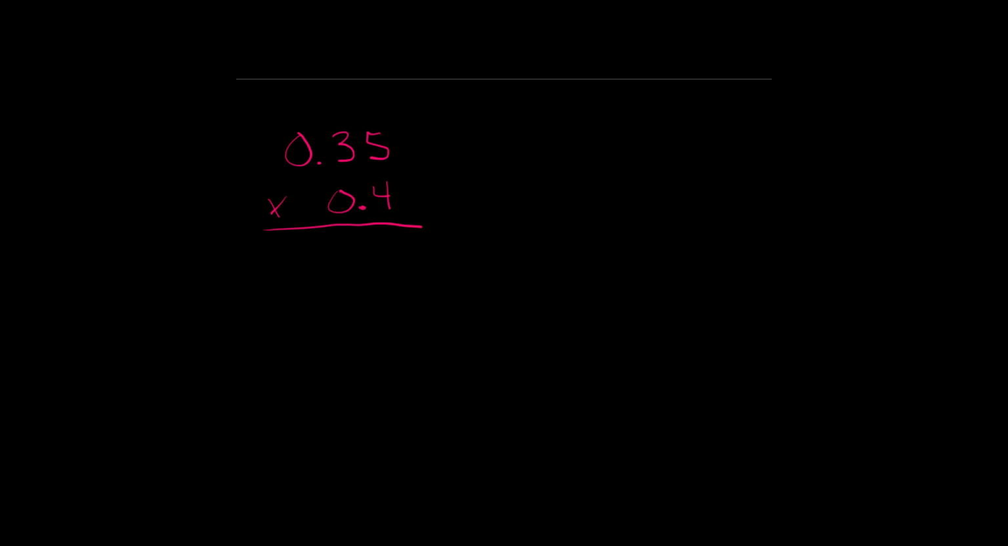All right, so we have 0 and 35/100ths times 0 and 4/10. Looking again, 4 times 5 is 20. Carry the 2. 4 times 3 is 12, plus 2 is 14. Now, this one's kind of good because it ends in a 0. We still have to keep that 0 as a placeholder right now for when we're counting our decimal places. So, in this case, we have 1, 2, 3 spots to the right.